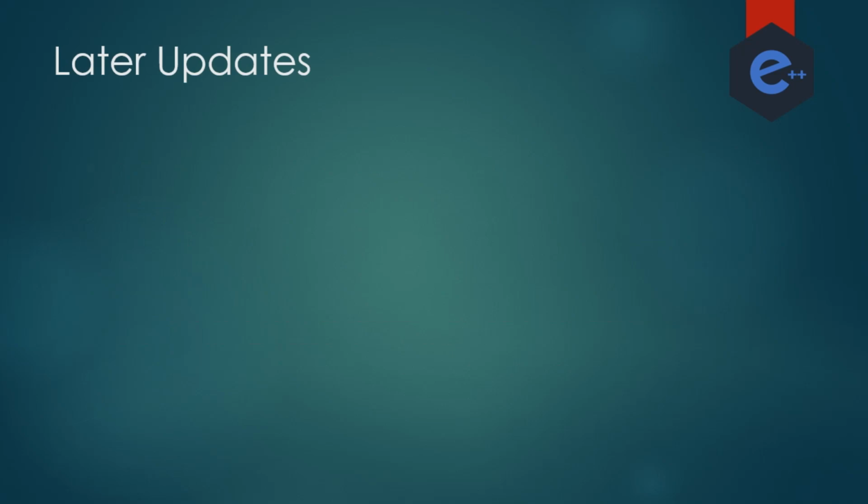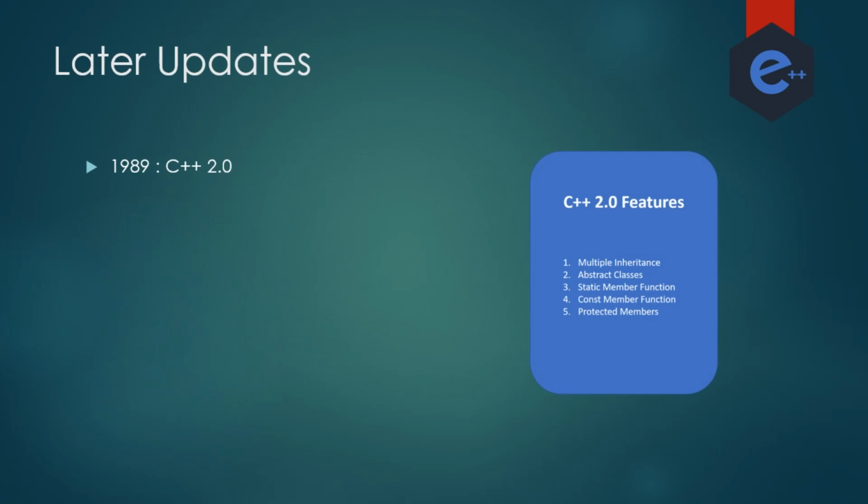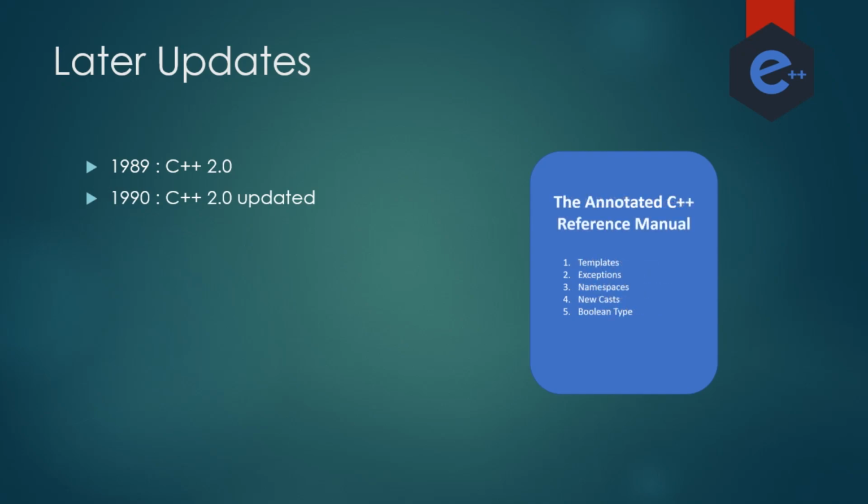After that, C++ 2.0 was released in 1989, in which features like multiple inheritance, abstract classes, static member functions, const member functions, and protected members were included. And then, the Annotated C++ Reference Manual was published in 1990, in which features like templates, exceptions, namespaces, new casts and Boolean type were added.